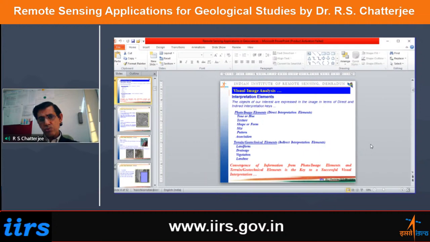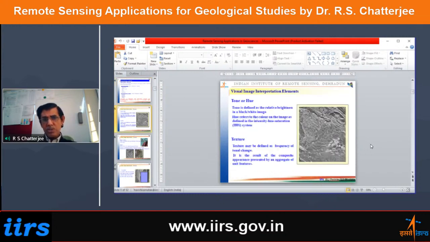Now, we need to interpret based on these direct signatures and indirect signatures, and we'll have different kinds of derived information. Now, we need to convert them. This convergence of information from these photo or image elements, the direct interpretation elements, and the indirect interpretation elements like the terrain and geotechnical elements, is the key to a successful visual interpretation. However successful your image, your map, or your feature extraction is, it depends on how you can interpret these direct and indirect signatures and how you can convert them. So that is very, very important.